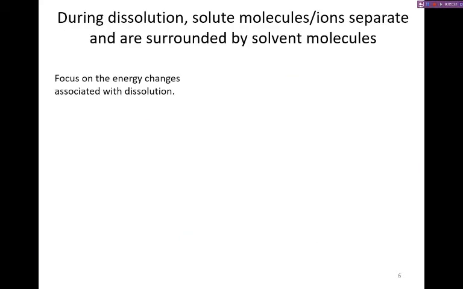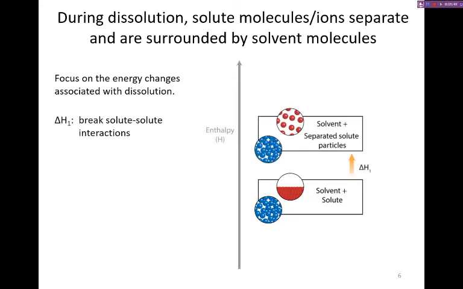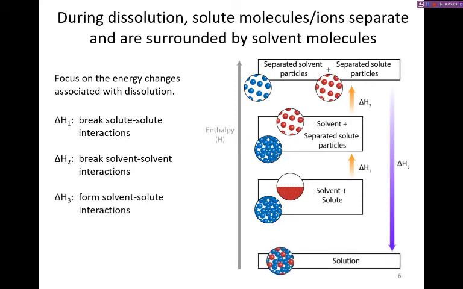So let's talk about what's going on step by step here. What we want to do is focus on the energy changes that are associated with dissolution. So we first will have a solvent and a solute that are not mixed together. And one thing that happens is that we break the solute interactions. Because breaking interactions requires energy, we see that this is going to be endothermic. We also need to break the solvent-solvent interactions, and that requires energy. Finally, when we form the solvent-solute interactions, that releases energy.